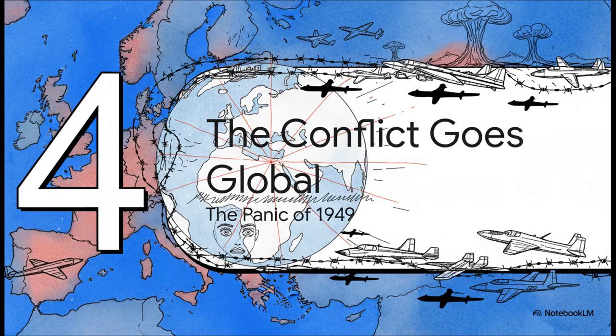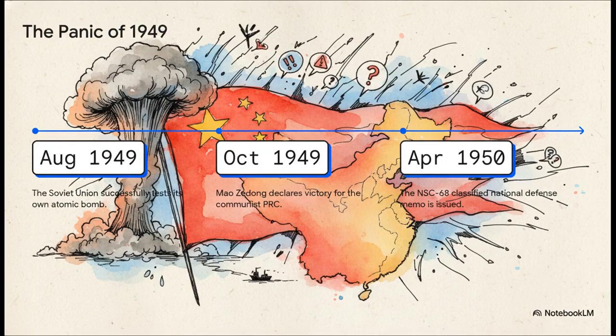All right, stepping into the panic of 1949, let's watch how a border crisis in Europe suddenly snowballs into pure global panic. So if containment was supposed to keep everything under control, the fall of 1949 completely blew that out of the water. First, in August, the Soviet Union successfully tests its very own atomic bomb. This was years, literally years, ahead of what American intelligence predicted. Then, just a couple of months later in October, Mao Zedong declares victory for the Communist People's Republic of China, forcing the Western-backed government to flee to Taiwan.